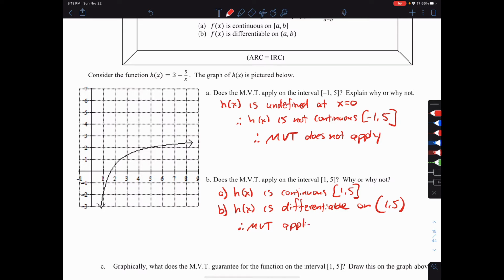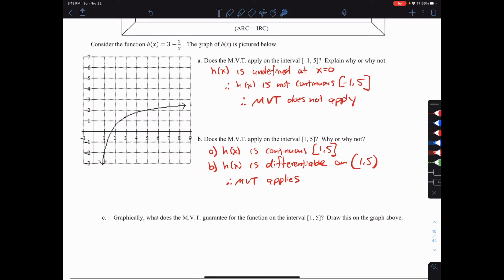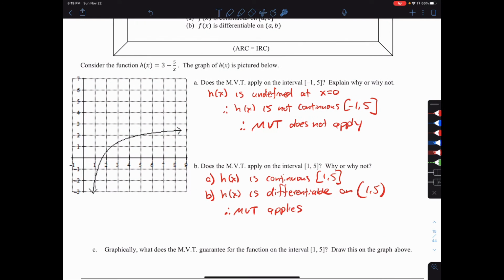And what does it mean when it applies? It means that if you were to find the average rate of change from 1 to 5, there would have to be another place in between these where the instantaneous rate of change was the same. Now, graphically, what does the mean value theorem guarantee for a function on the interval from 1 to 5? Draw this on the graph above.